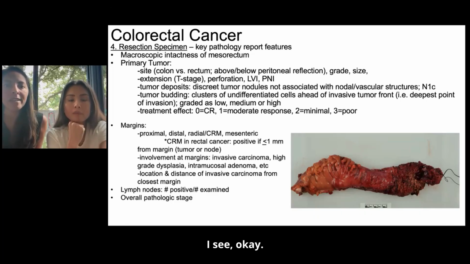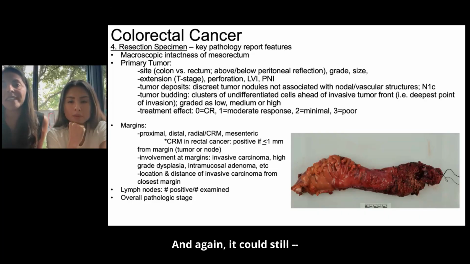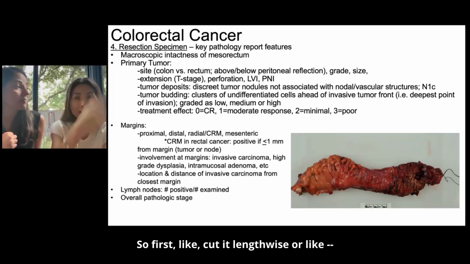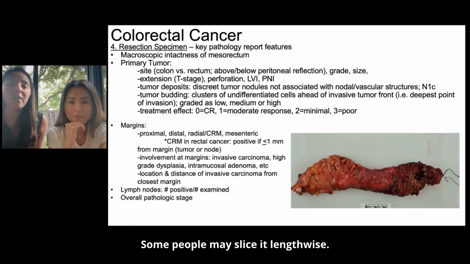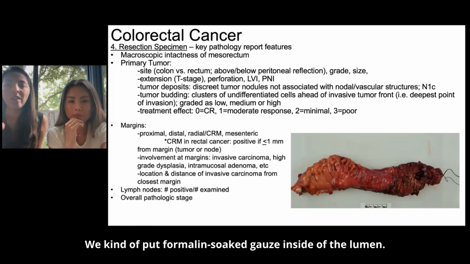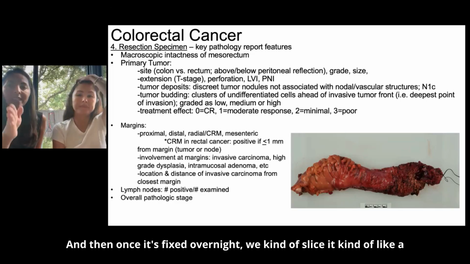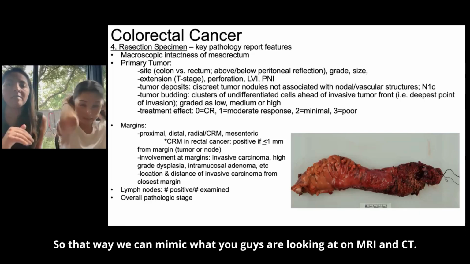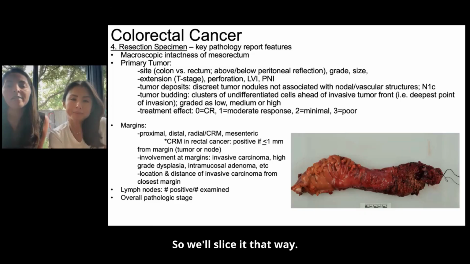Once they open this specimen up, that's when we're looking for the tumor bed. Some people may slice it lengthwise, but what we try to do is fix it intact. We put formalin soaked gauze inside of the lumen, and once it's fixed overnight, we slice it like a bread loaf. That way we can mimic what you're looking at on MRI and CT scan.